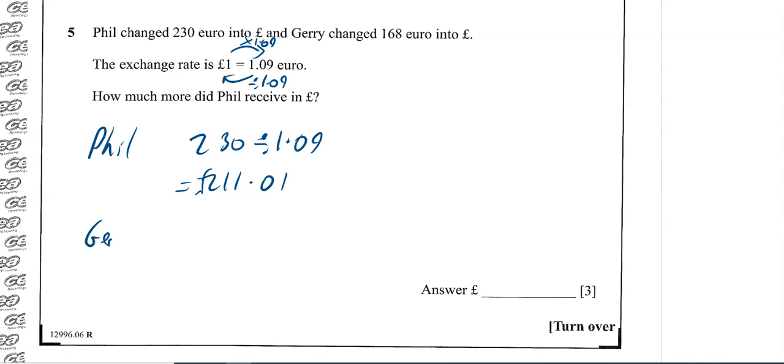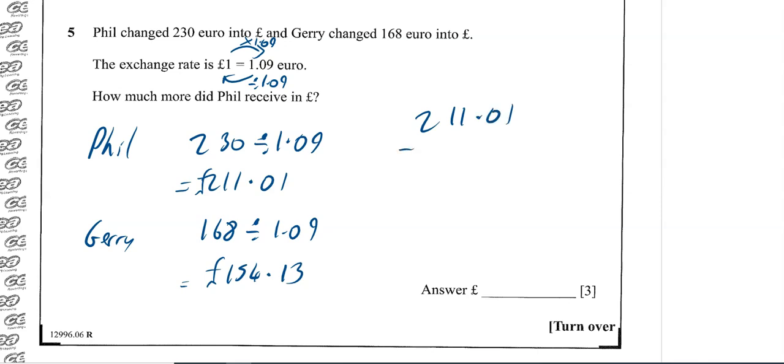And then Jerry is 168 divided by 1.09, which works out to be 154.13. 2 decimal places. Remember, we're dealing with pounds and pence, so 2 decimal places. And then you've got to do 211.01 minus your 154.13. So we'll just do that again on our calculator.